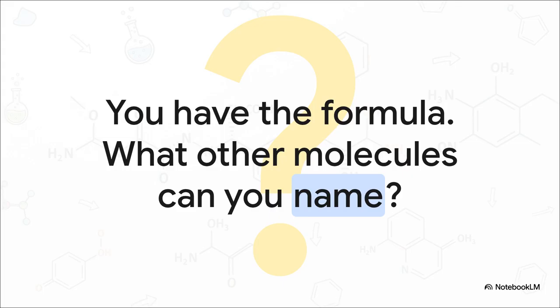Okay, so let's go all the way back to that challenge from the beginning. Let's use our formula. It has a chain of 6 carbons, so the root is hex. The bonds between the carbons are all single, so we add -ane. And that functional group at the very end, that's an aldehyde, so the ending is -al. Put it all together. Hexanal. See? The system works perfectly. So now that you have the formula, what other molecules can you name?